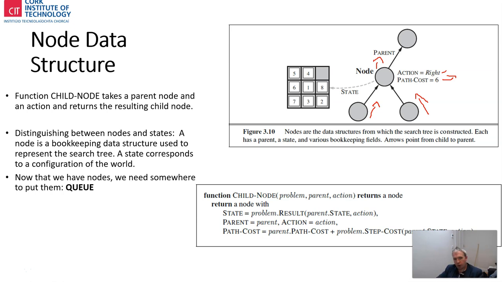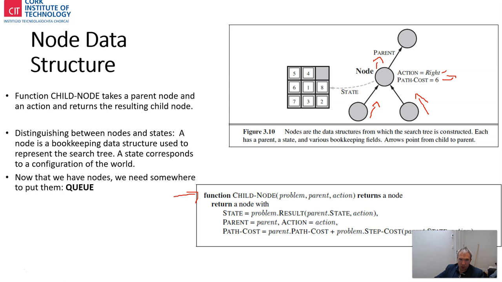Okay, so function child node takes a parent node and an action and returns the resulting child node. Distinguishing between nodes and states, a node is a bookkeeping data structure used to represent the search tree. A state corresponds to the configuration of the world. Now that we have nodes, we need somewhere to put them. Queues. Okay.